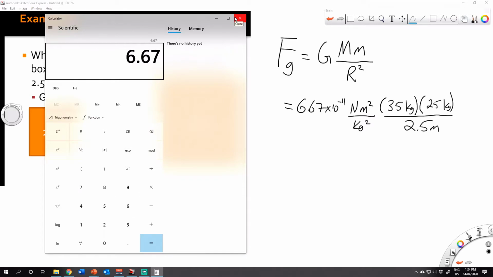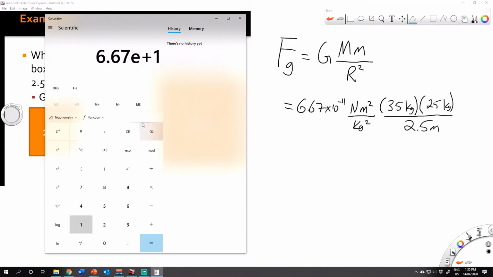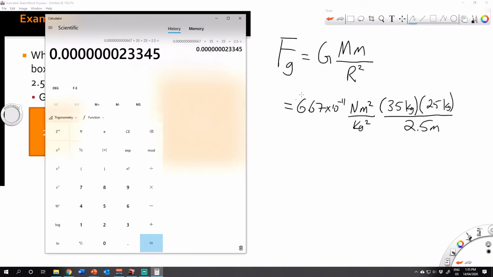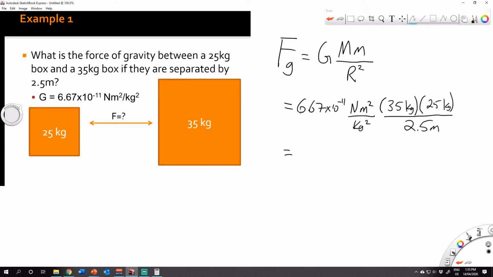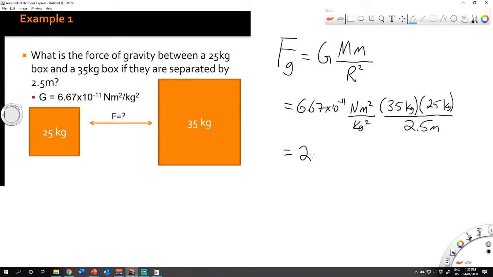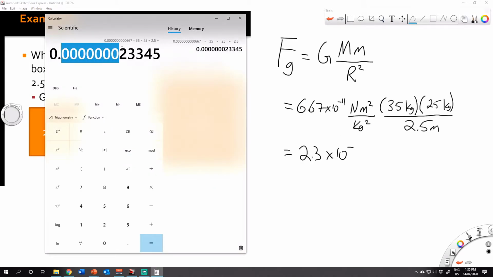So 6.67 times 10 to the negative 11, times 35 times 25 divided by 2.5 gives us a force of gravity of something really, really tiny. So this is 2.3 if I'm using proper significant figures, times 10 to the negative 8.